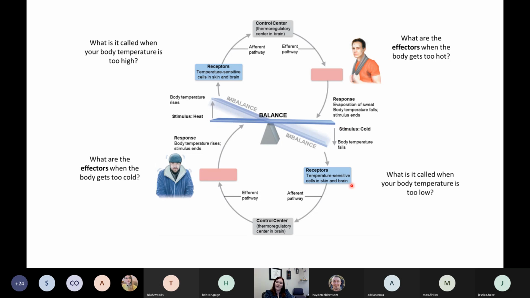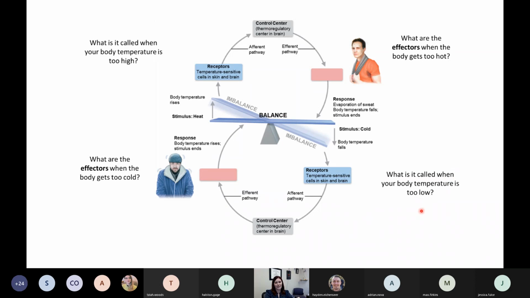Now, I suspect that we can come up with the word that goes over here. What word would we use to describe when your body gets too cold or when your temperature is much lower than it should be? What would be the word for low temperature? Exactly. Yep, the word for a low body temperature is hypothermia. Hypothermia, just like hypotonic, where we had not enough salt. Hypotonic. Hypothermia is when my body temperature is too cold.